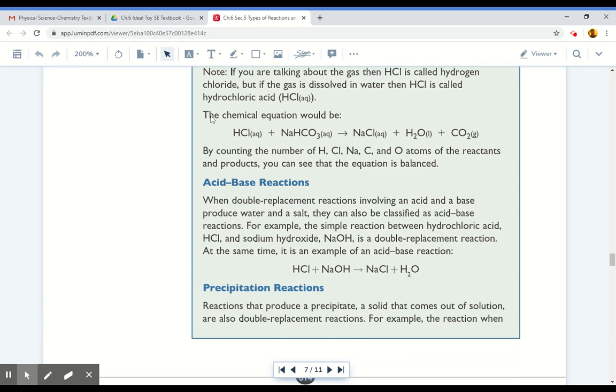Okay, let me scroll down a little bit. The chemical equation would be... By counting the number of H, Cl, Na, C, and O atoms of the reactants and products, you can see that the equation is balanced.